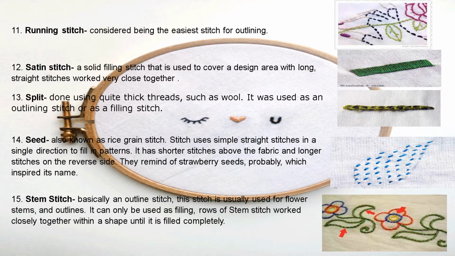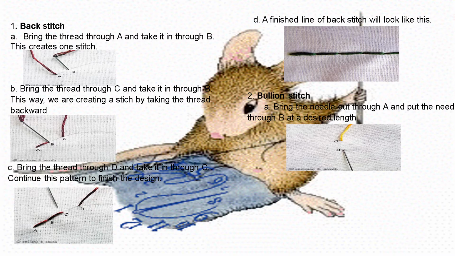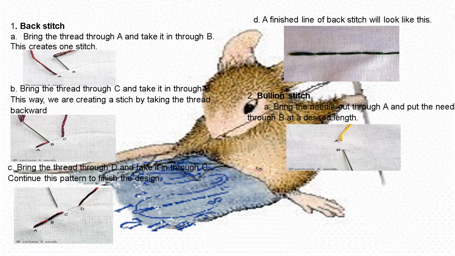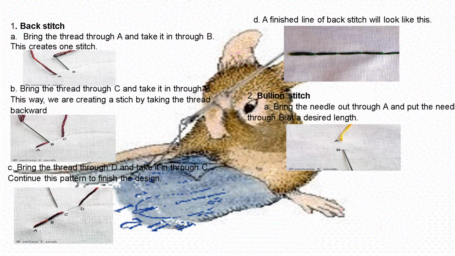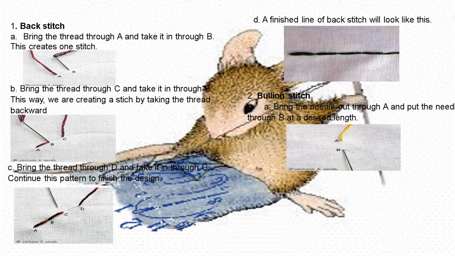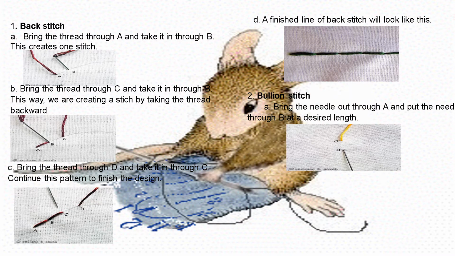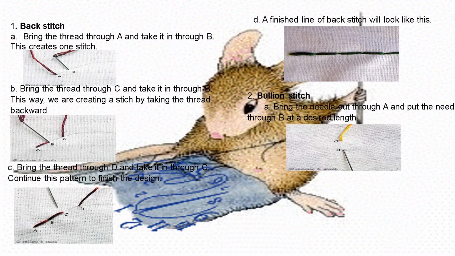Number 15. Stem stitch. Basically an outline stitch, this stitch is usually used for flower stems and outlines. It can also be used as a filling, with rows of stem stitch worked closely together within a shape until it is filled completely. Okay, those are the 15 lovely craft and embroidery stitches. Let's proceed to backstitch.